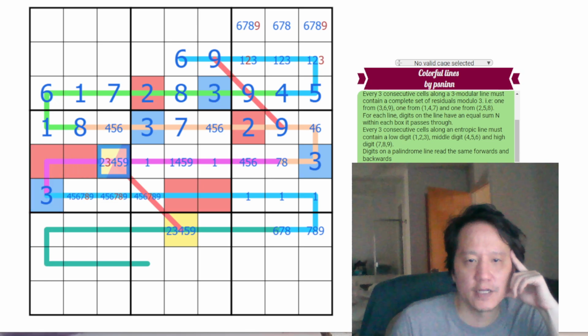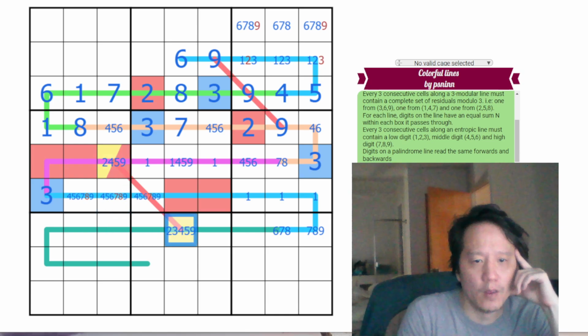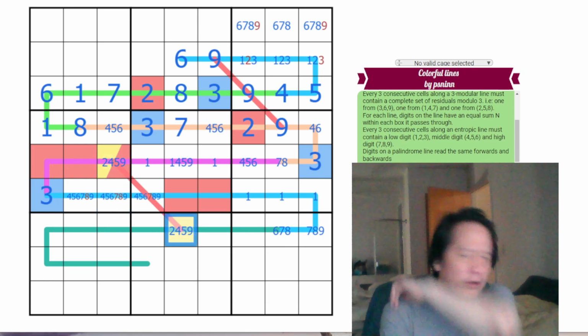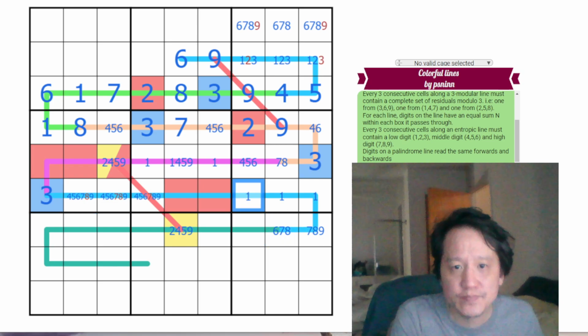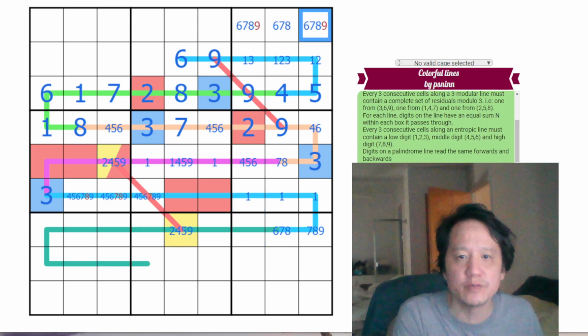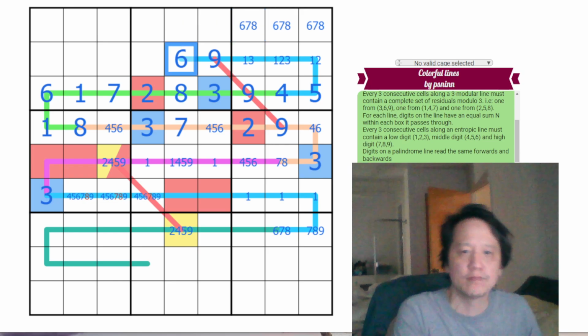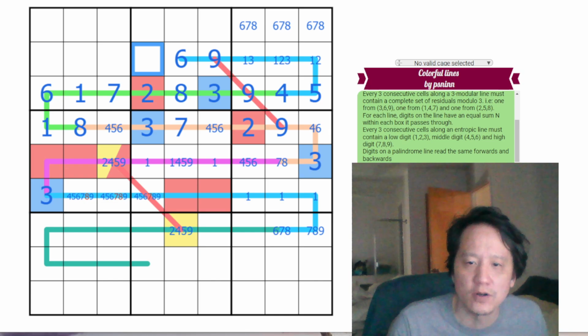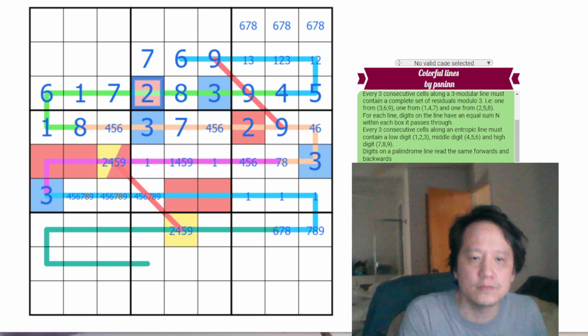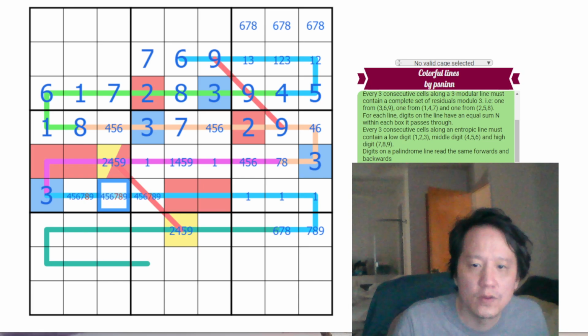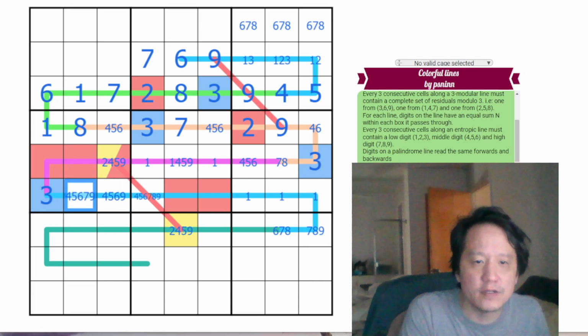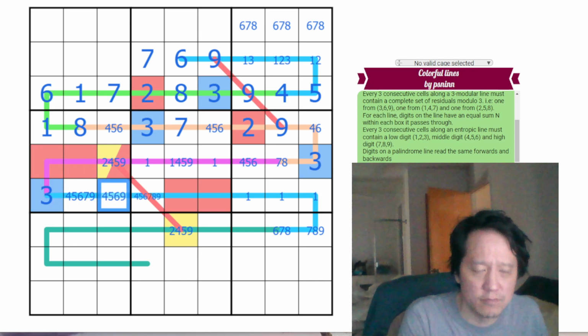Okay, so this cannot be 3. Which means that can't be 3. This can't be 2, this can't be 3, this can't be 9, that can't be 9. We have 6, 7, 8. So this has to be 7 here. No 7 or 8, no 8. This is 15.